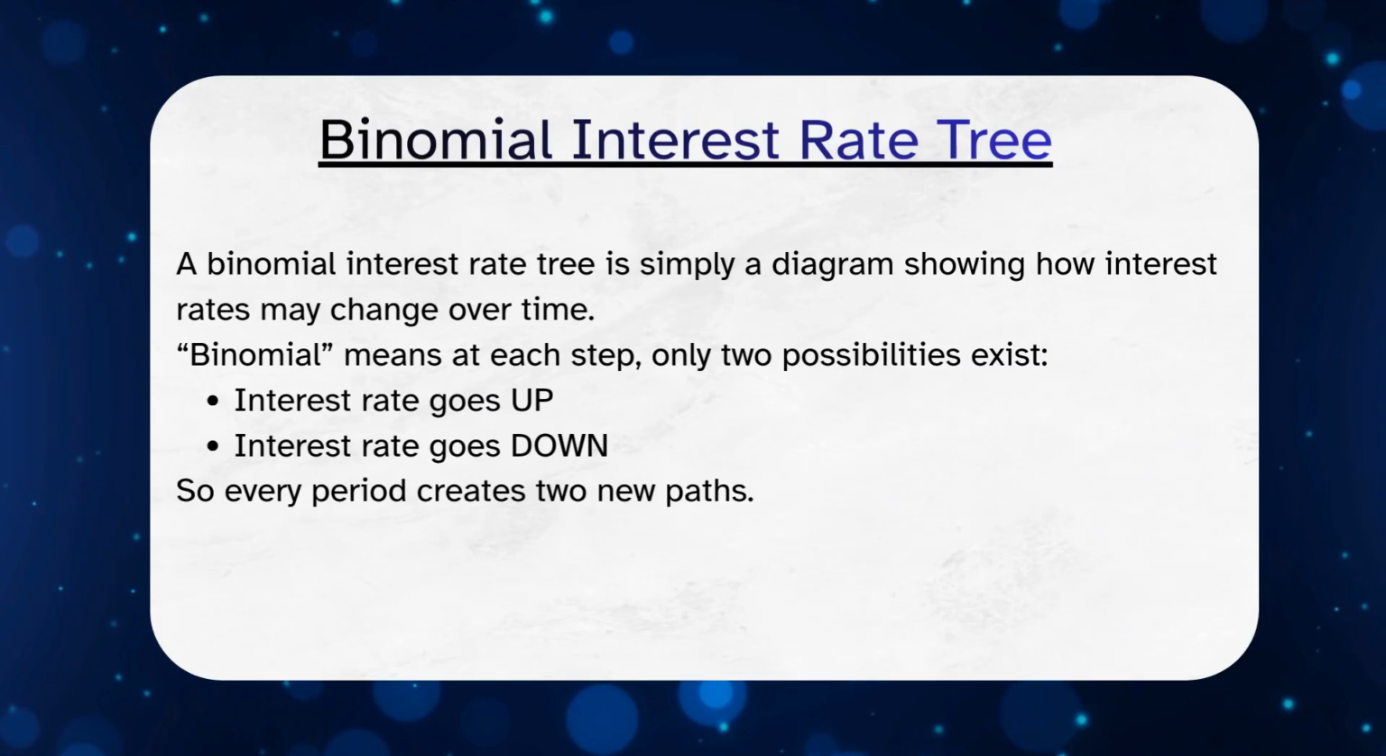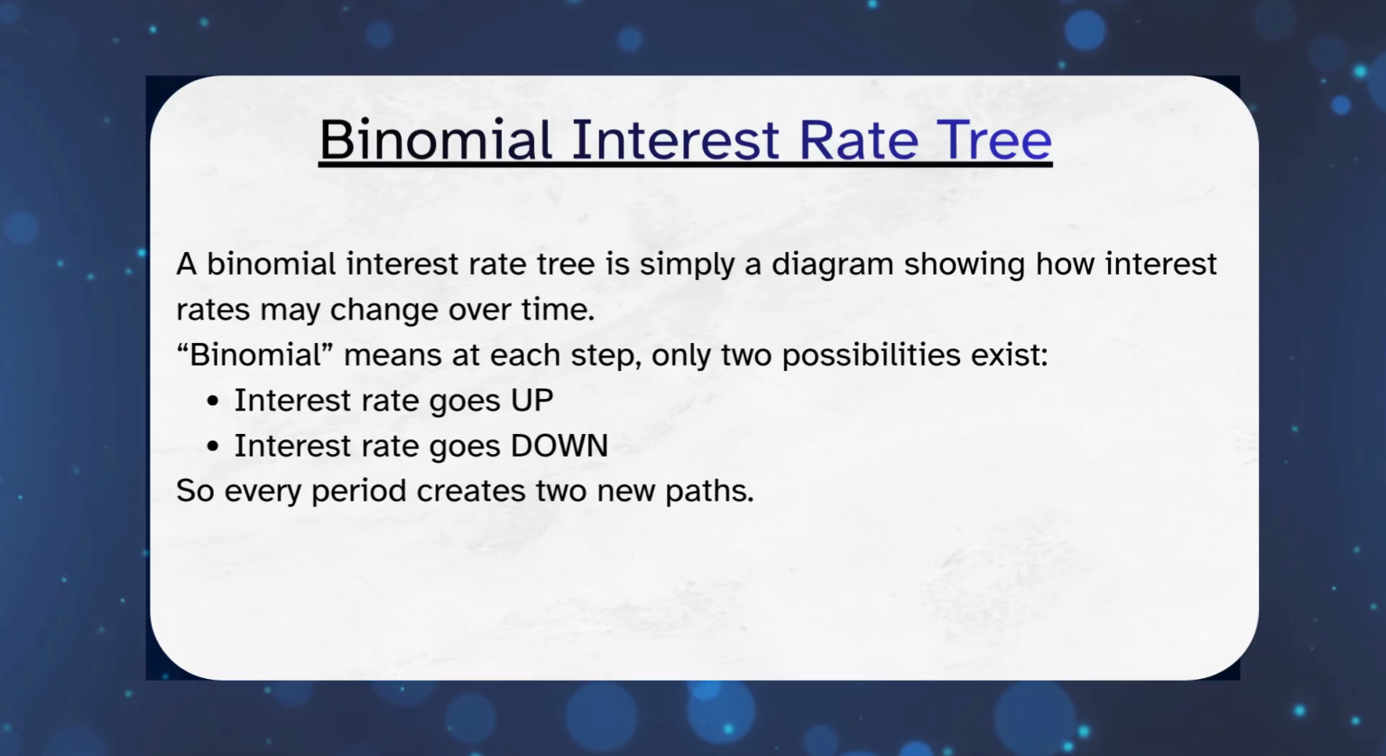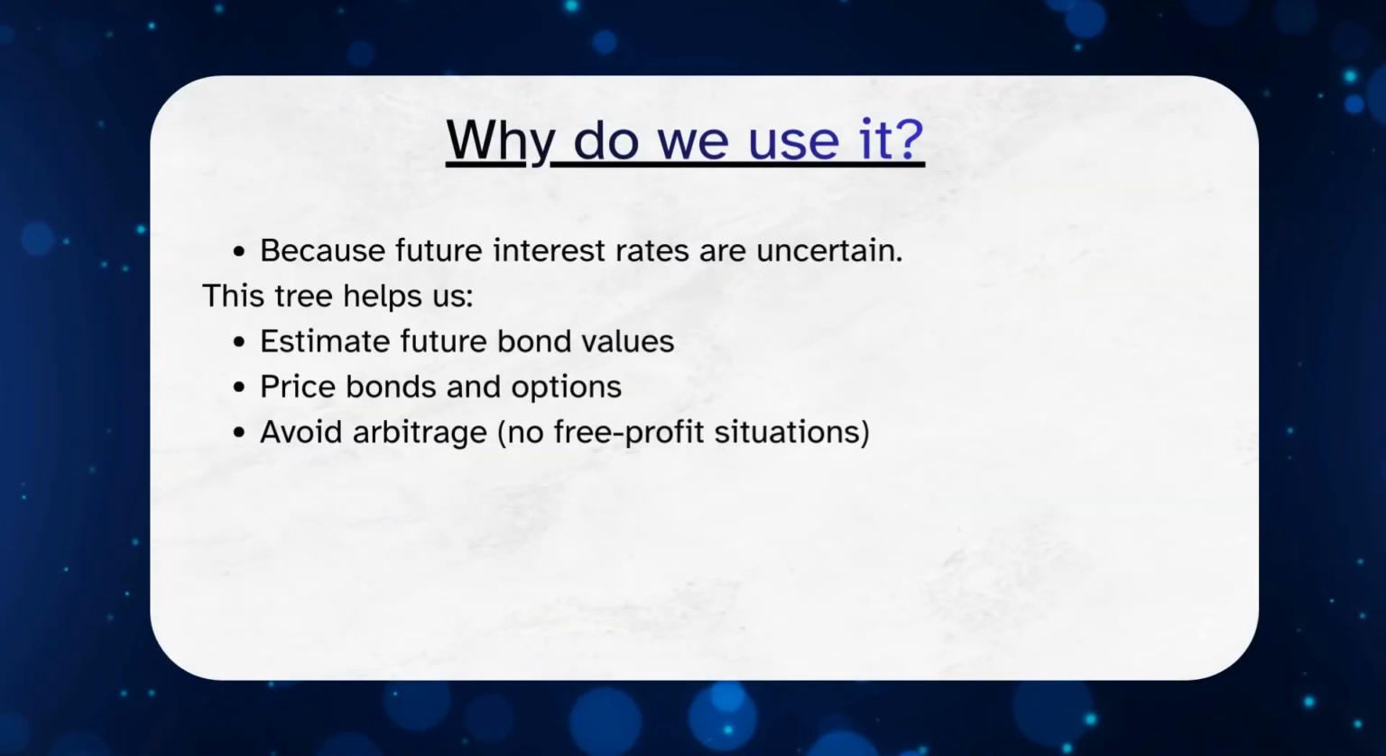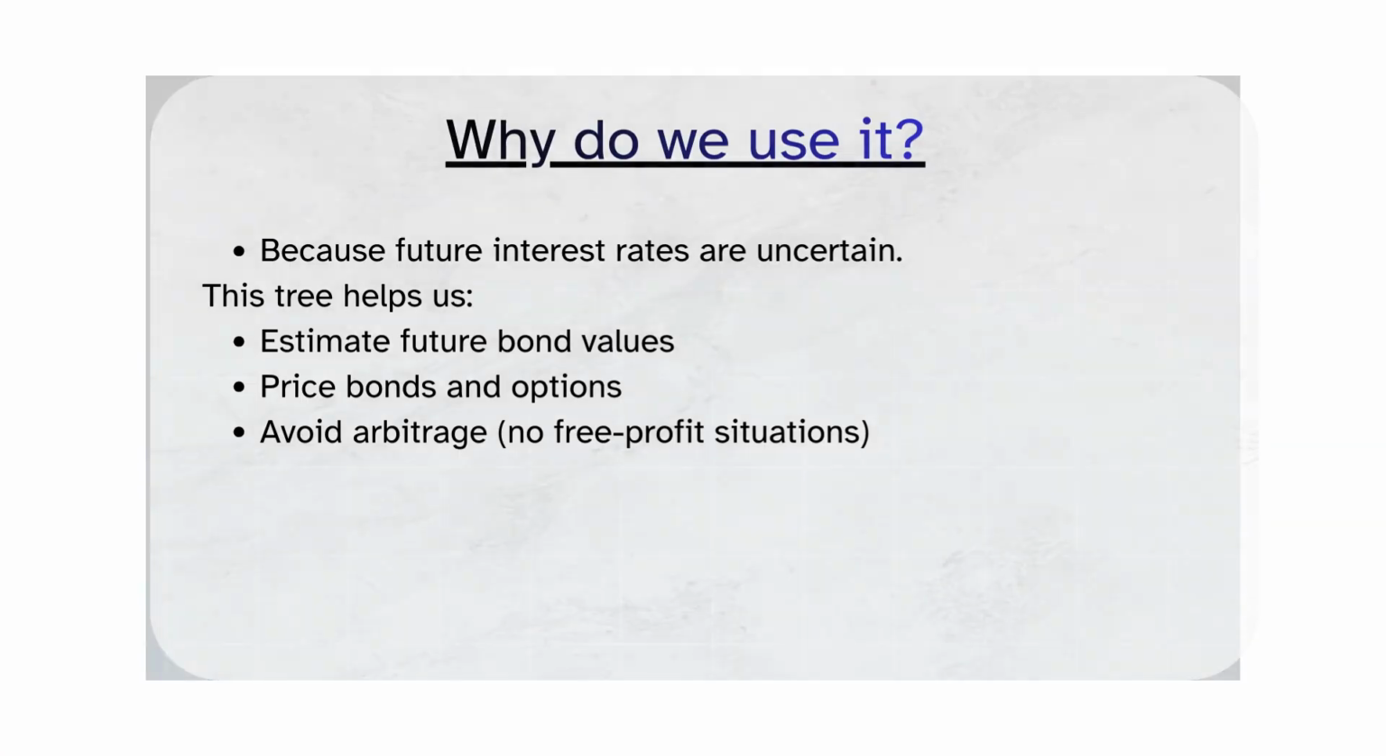First, we need something called a binomial interest rate tree. Think of it like a road that splits into two paths at every step. At each period, interest rates have only two choices. They either move upward or downward. This simple structure helps us see many possible futures without making the problem complicated.